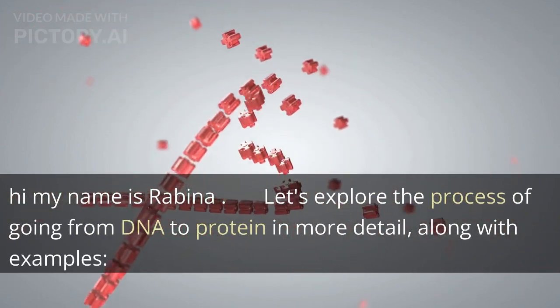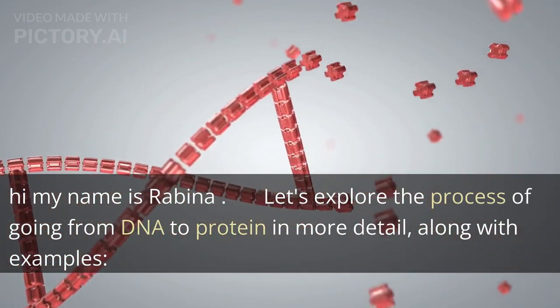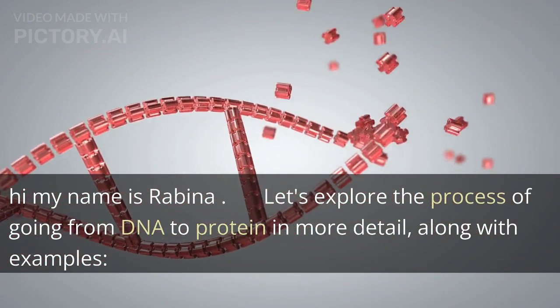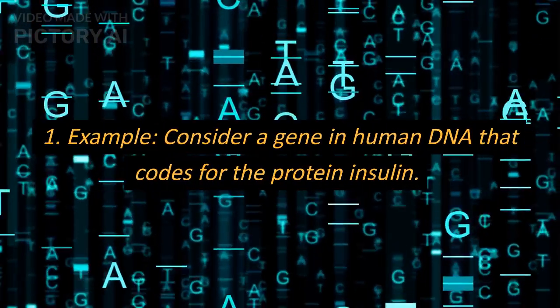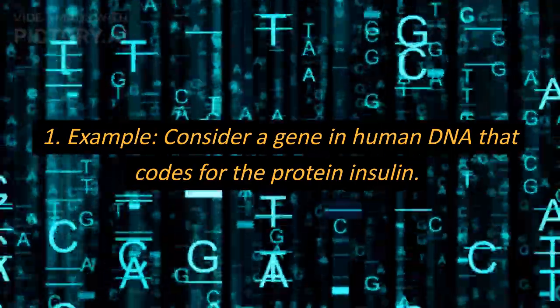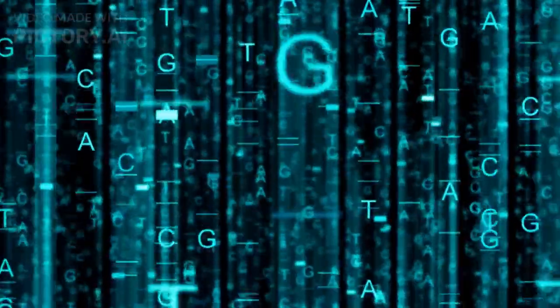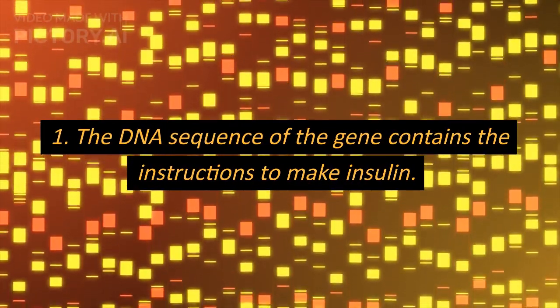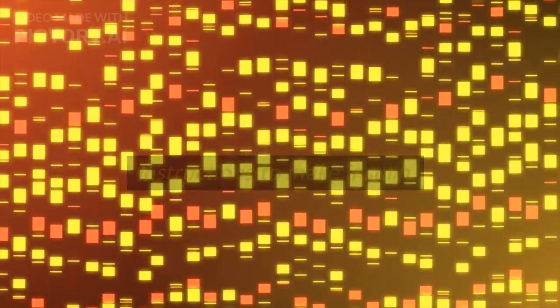Let's explore the process of going from DNA to protein in more detail, along with examples. DNA transcription. 1. Example, consider a gene in human DNA that codes for the protein insulin. 1. The DNA sequence of the gene contains the instructions to make insulin.